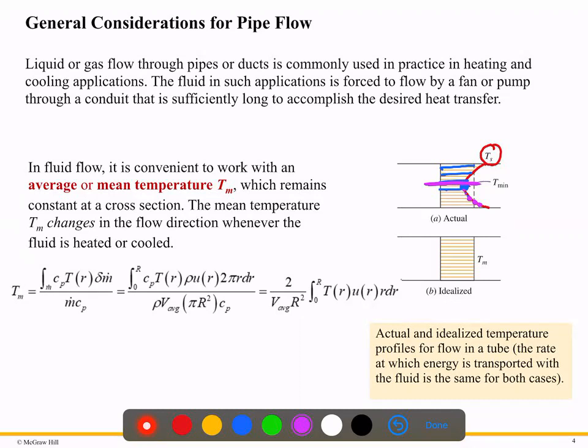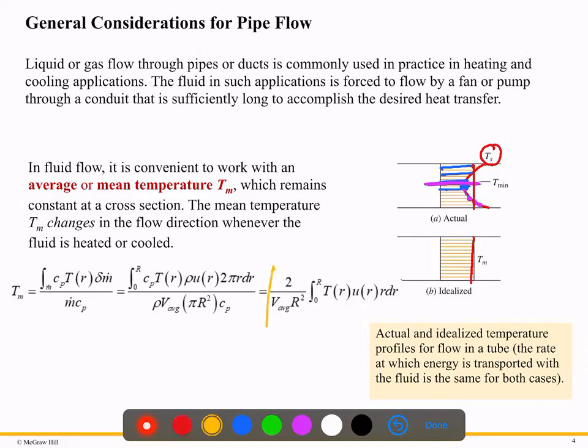So if you need to analyze a pipe where the temperature varies from center to left and right, how will you actually analyze it? For better accuracy, we will consider the mean temperature. Mean temperature means, let's say, this is the line. Let's say this is the mean temperature. In other words, you can say it is the average temperature. How can you calculate it?